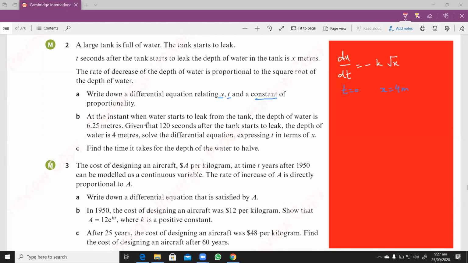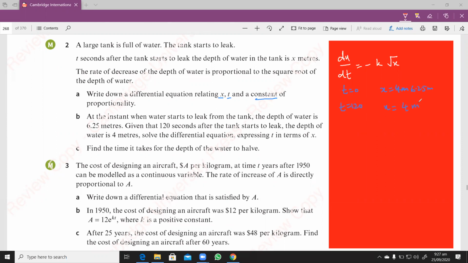Sir, the depth is 6.25. Oh yeah, I missed that. It says the depth of water is 6.25 meters at the start, and then after 120 seconds, when the time is 120 seconds, now the depth is 4 meters.